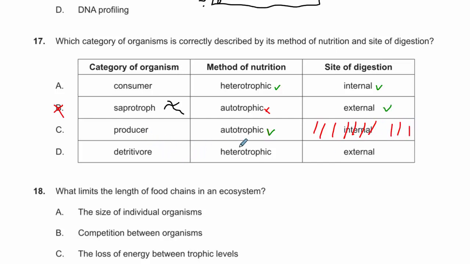D. Detritivore is heterotrophic, yes, but the defining feature of detritivores like woodlice, have you seen woodlice? They look about like this. Antennas, they crawl. If you take up a log, you often see them. And they crawl around, and they have internal digestion, not external. So detritivores are very similar to saprotrophs, but saprotrophs absorb the nutrients across their body, and detritivores digest them in an alimentary canal. So the only correct one here was A.